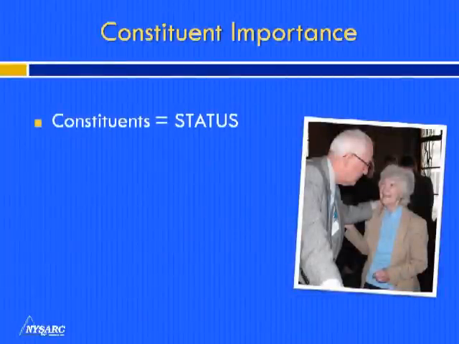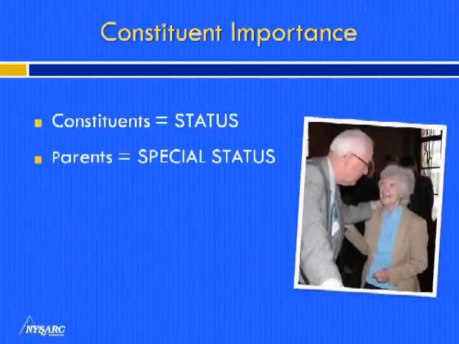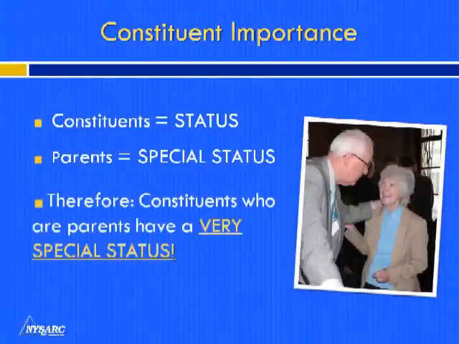Constituents always have status. Legislators depend on them to get reelected. And as we all know, parents or other family members have a special status. However, constituents who are also parents have a very special status and can make an issue very important. And the reality is that legislators have too much to do to take an issue seriously until they believe it is an important issue. Parents who are constituents make issues important. They are the ones who make it clear, for example, that recruitment and retention of direct support professionals is an issue that can't be ignored.